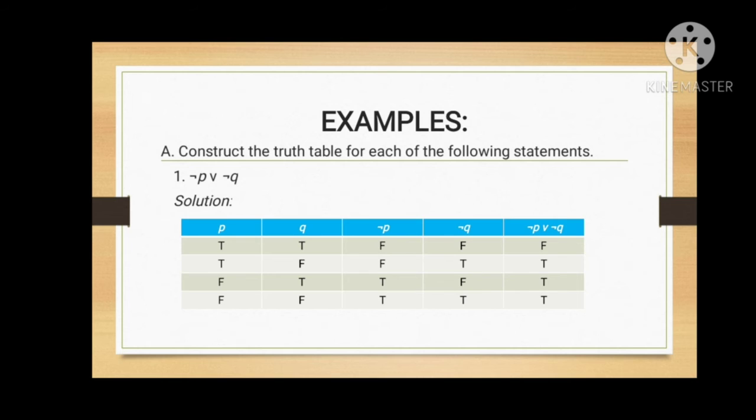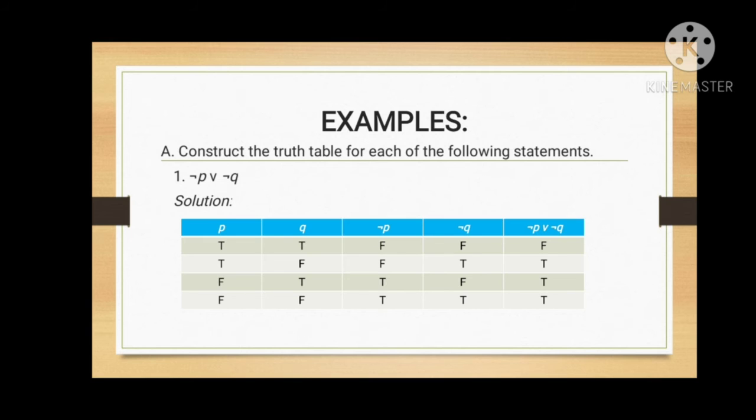Next one is the negation of Q. We look at the second column, Q. The original Q is true, therefore the negation of Q is false. In the second, it is false, therefore true. In the third, it is true, therefore its negation is false. Then the original in the fourth row of Q is false, therefore the opposite, or the reverse, is true. So it is that easy.